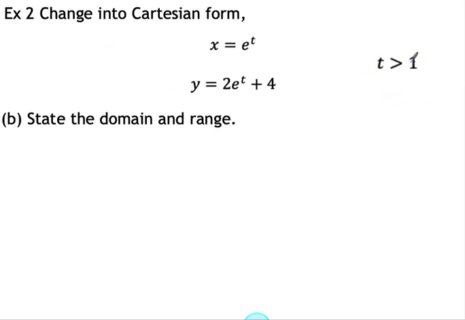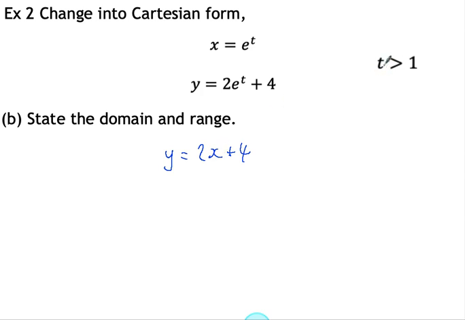Example 2. We're told that t is greater than 1. That's the only restriction on t. x is an exponential function. y is an exponential function as well. We could make t the subject here, but from experience, there's no need to do that. Because I already have e to the t as the subject here, I can substitute this straight away into y, and it gives me a lovely linear graph. And that's it. It's now in Cartesian form.